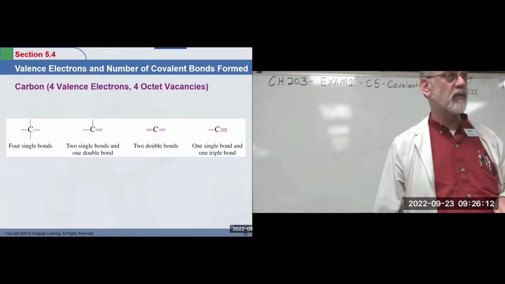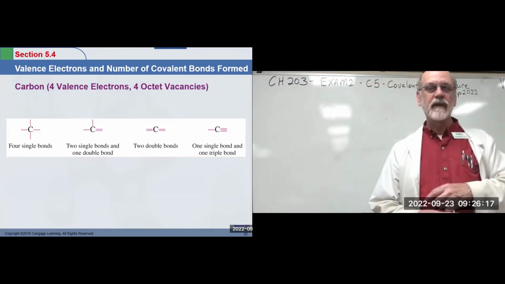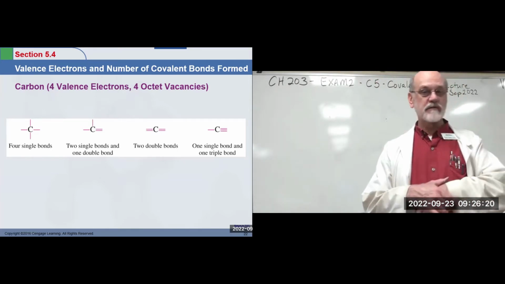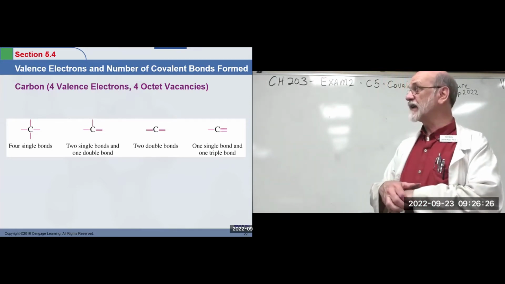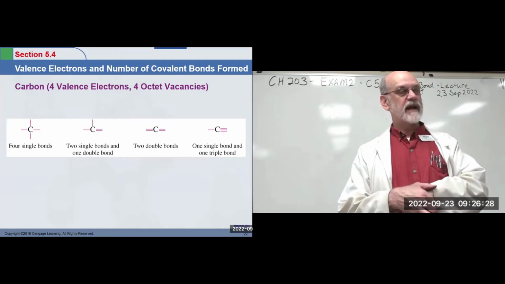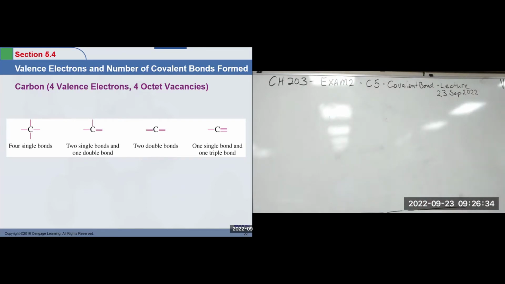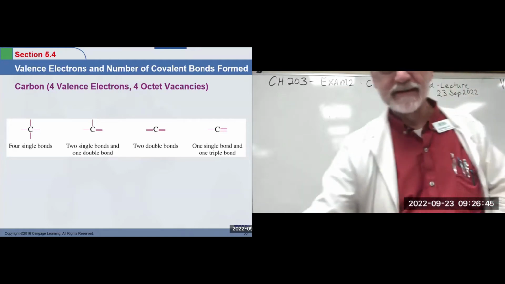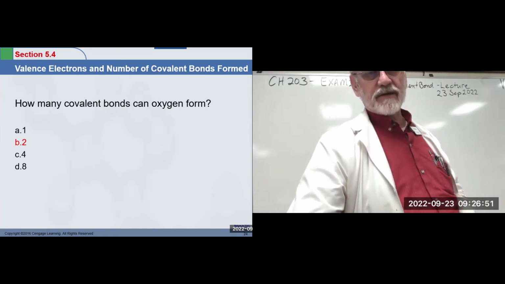Carbon, on the other hand, forms 4 bonds because it has 4 valence electrons that are unpaired. So it can form 4 single bonds, a double and 2 singles, a triple and a single, or 2 doubles. And it has its octet. That's probably why you can make so many different compounds using carbon. And we keep organic chemists in business for centuries. Okay, oxygen can form 2 covalent bonds.